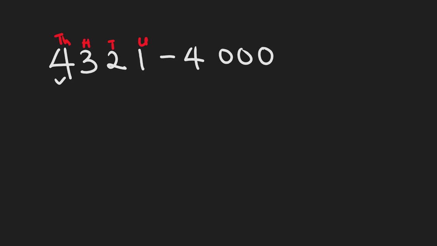How are we going to write 4,321 in Roman numerals? So it's going to be unit, tens, hundred, thousand. So this is what? 4,000, right? 4 with 3 zeros. Then 300, 2 zeros. Then we have 2 tens, right? We have 1 unit.